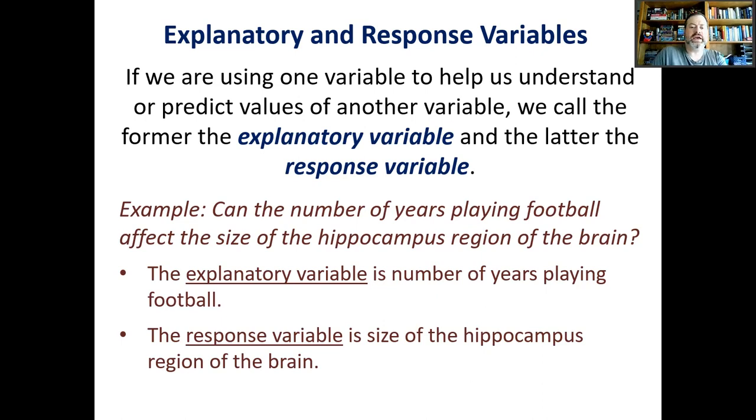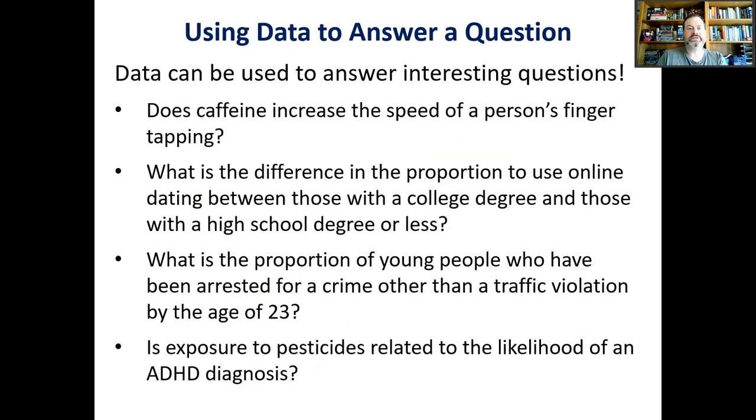So we want to understand the size of the hippocampus region of the brain, and we want to use number of years playing football to predict it. If you're not sure which one is the explanatory and which one is the response, there's two things you can use. Number one, you can look for, does one cause the other to happen? So in this case, would playing football cause the hippocampus region to change size? And the other thing to look at is, which one is easier to measure? It's a lot easier to measure how many years somebody played football, so that would be the explanatory variable. Right? So there's two ways to remember it. All right, let's keep going.